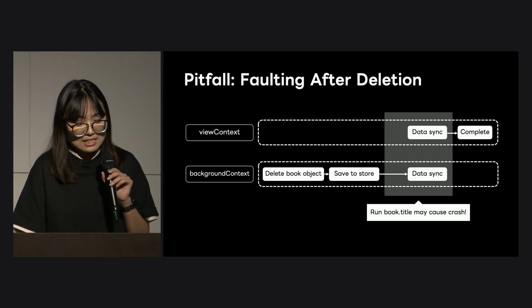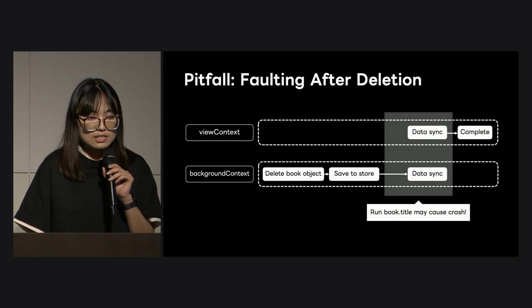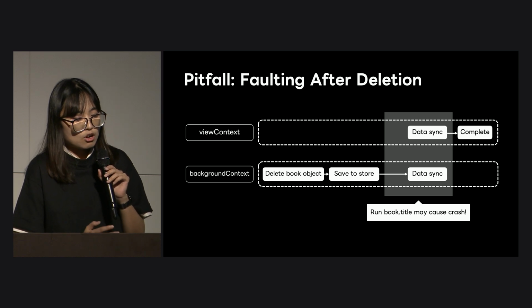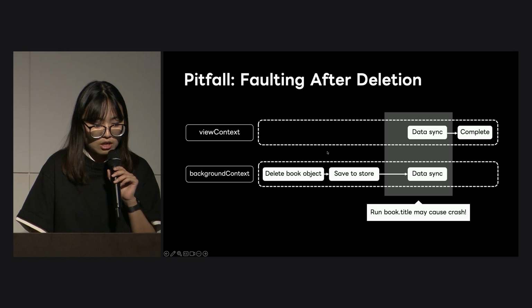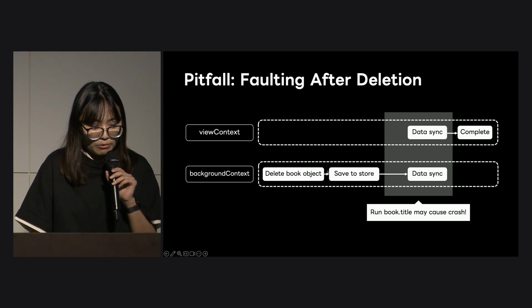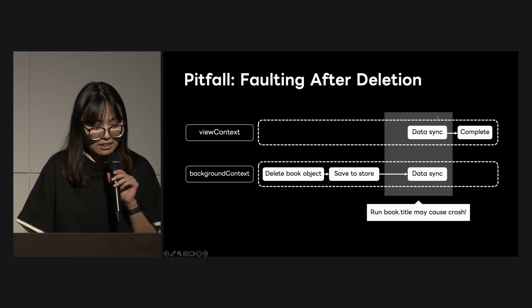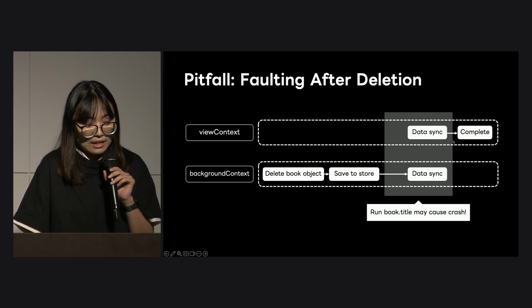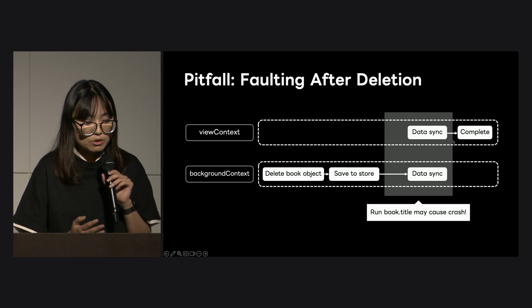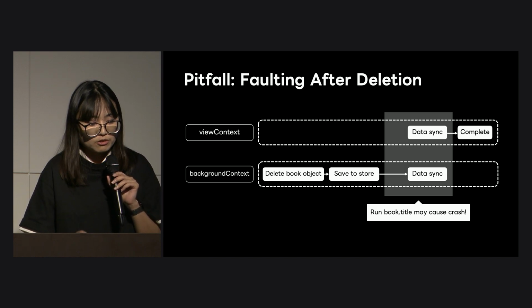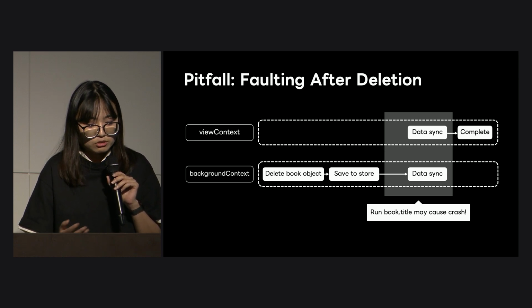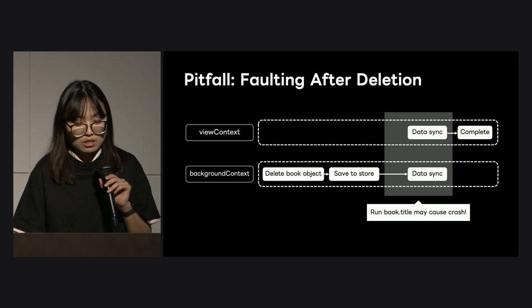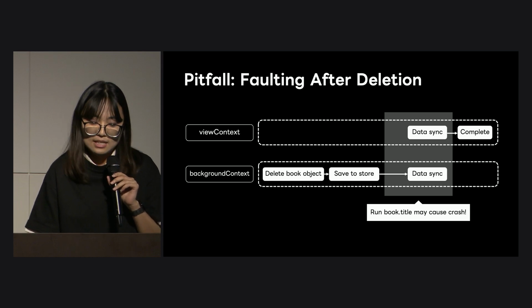However, data sync isn't as easy as it sounds. Consider this example. We delete a book object in the background context and save that change to the persistent store. Before the sync completes, the same book object still exists in the view context. At this point, we are still able to fulfill the fault. So maybe we'll do this, but if we try to do this, the app may crash because the book object no longer exists.